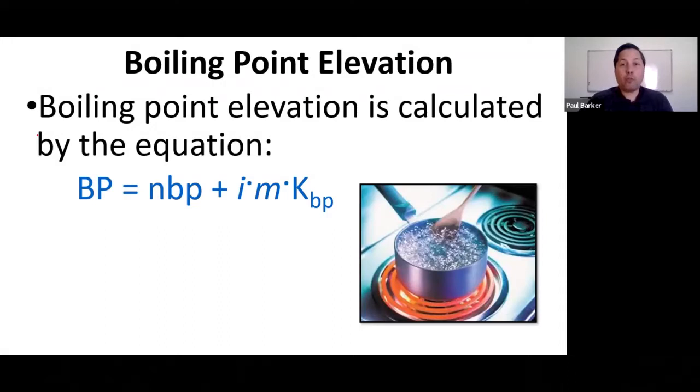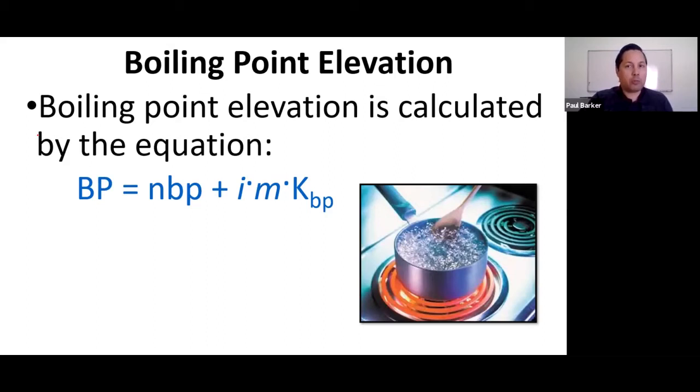Next is how to solve for the boiling point elevation. We know that pure water will boil at 100, but if we start adding a solute into the water, it's going to elevate the boiling point. So it might boil instead of at 100 at 101, 102. So how do we solve for that?